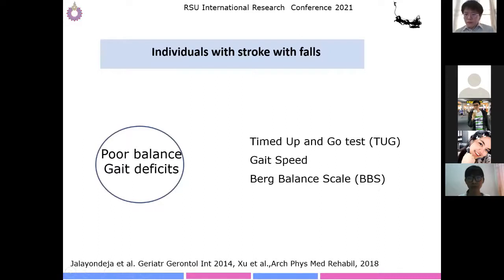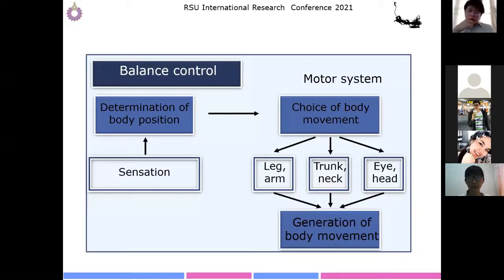Many studies have shown that stroke patients in the fall group had poorer balance control and more gait problems than the non-fall group. The measures commonly used were performance-based measurements such as the Timed Up and Go test, gait speed, and Berg Balance Scale. Poor balance control was commonly reported among individuals with stroke with falls. Therefore, the motor impairment which influences balance was of interest.